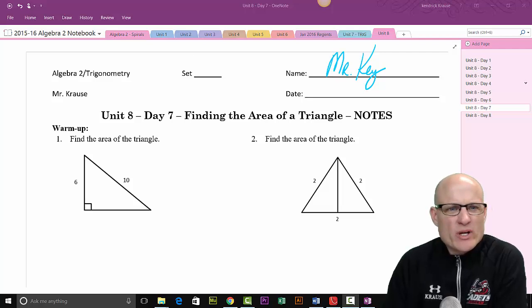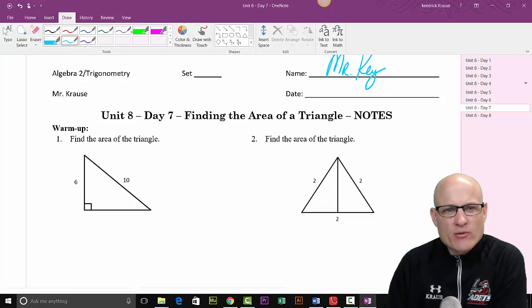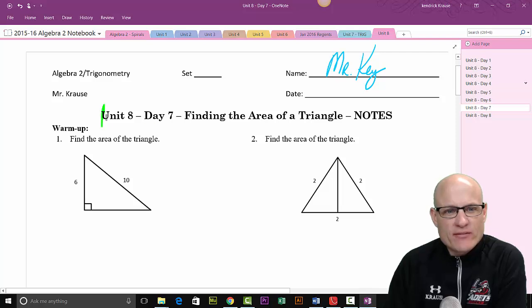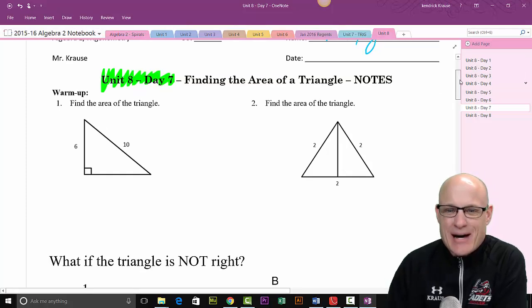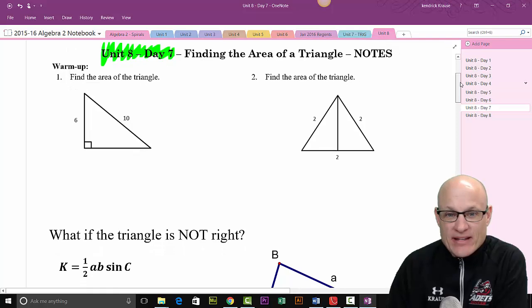Okay, kids, it's a little bit weird one. Although this says day 7, we're really not going to use it as day 7. What it's going to be is an independent day because it's a relatively simple, very short topic on how to find the area of a triangle.